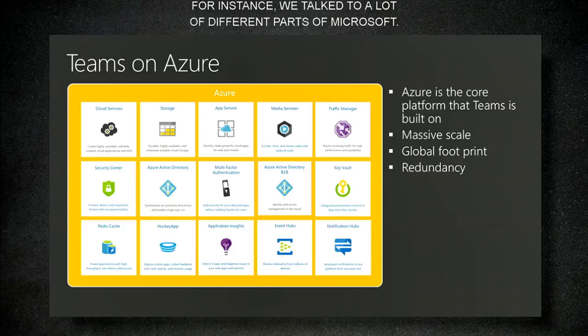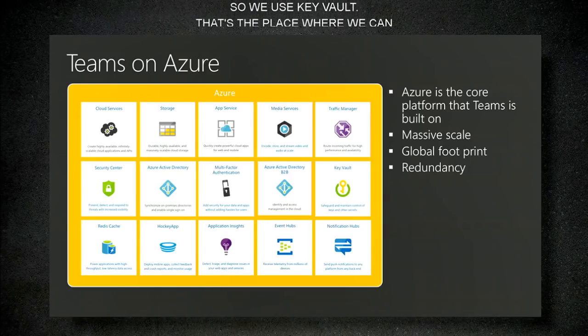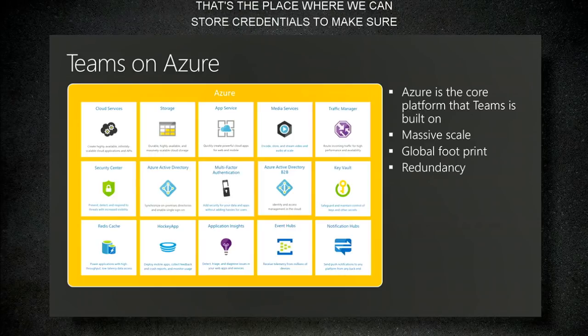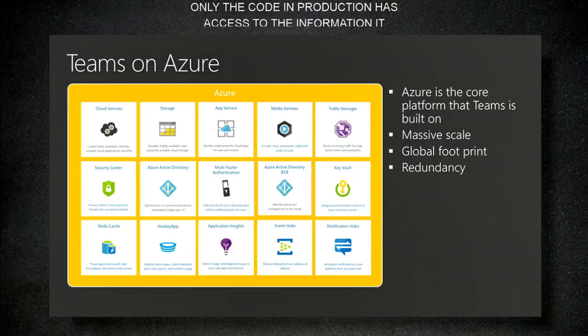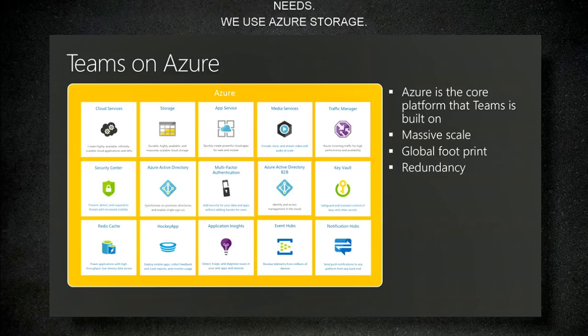So we use Key Vault. It's the place where we can store credentials to make sure that we can be compliant, that no one has access to the data behind it. Only the code in production has access to the data that it needs to access. We use Azure Storage. We count on Azure Active Directory. We use caches in a lot of places. As you can imagine, for a cloud app like this, there are many places where we want to have the data much closer to our services, and we'll go get it and keep it there.